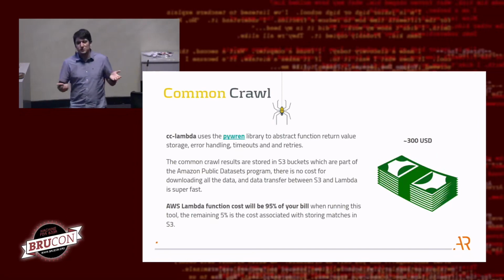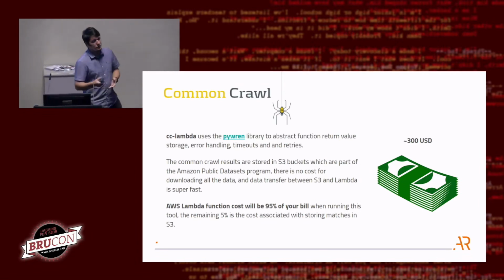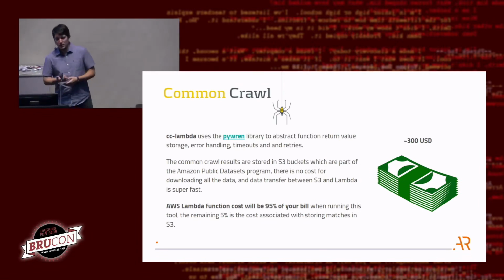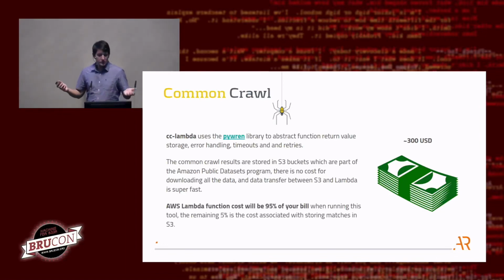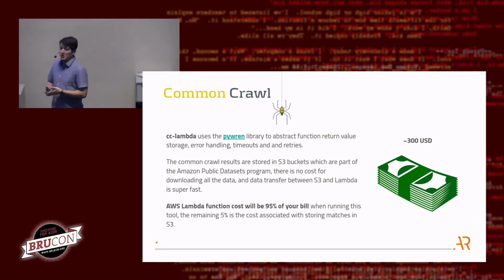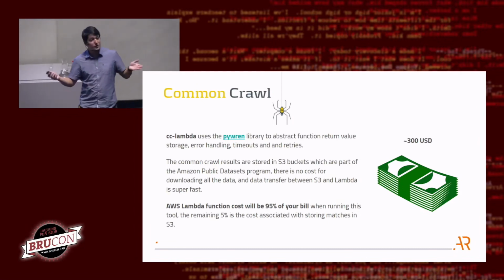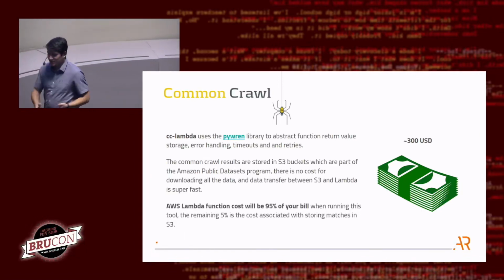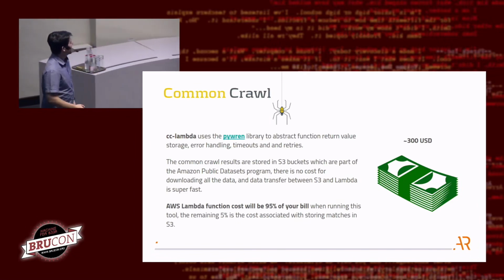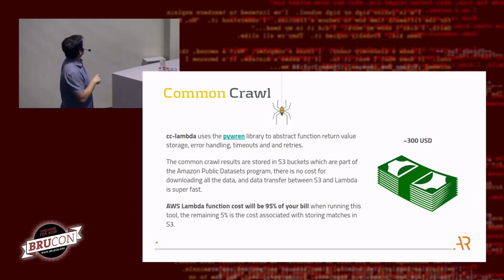But it's costly. One run of CC Lambda is going to consume around 300 USD in your AWS bill. Most of that is going to be associated with the Lambda function running. So if you ever run this, don't blame me if you get $300 in your AWS bill. I told you so. There's cash there. And that cash doesn't come to my pocket. It goes to AWS. Okay.